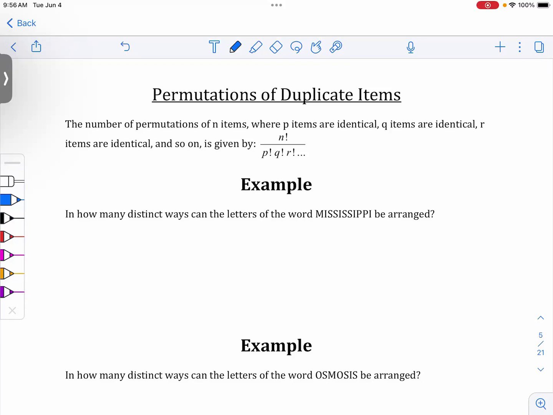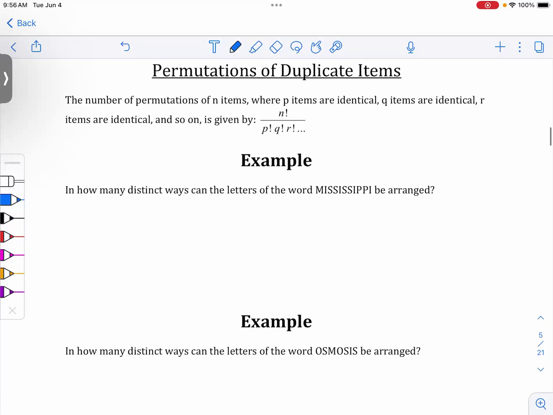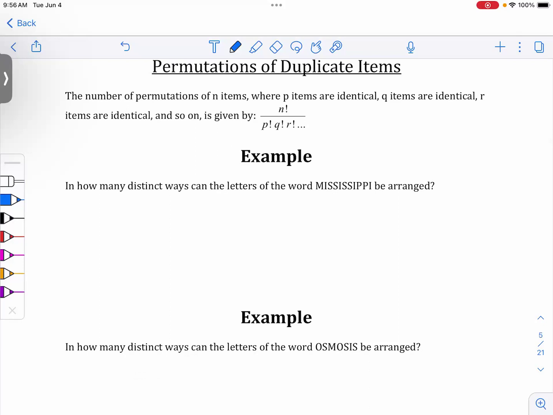So in how many distinct ways can the letters of the word Mississippi be arranged? And so the idea here is that we count all the letters here, and there are 11. So there are 11 letters. But we have repeat letters, right? We have 4 S's, which means that's 4 factorial. We have 4 I's. We have 2 P's and 1 M.